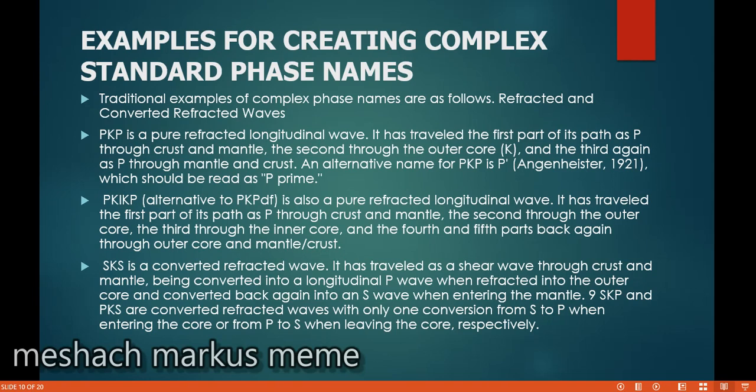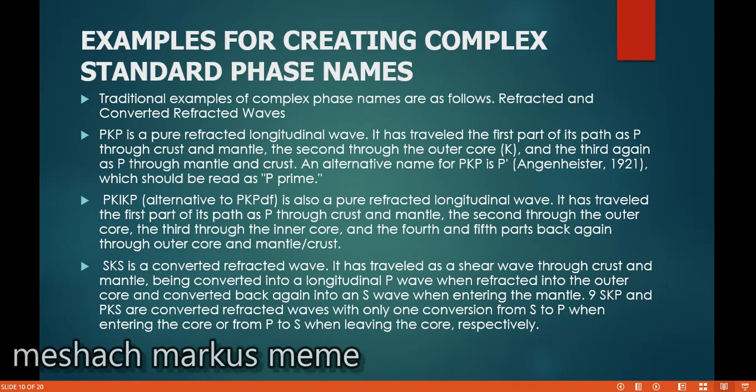We'll see some that carry a capital letter, small letter, and a capital letter, while some have triple capital letters, some have 4 capital letters, and so on. For example, let's take one that has 3. We have PKP. It's a pure reflected longitudinal wave. It has traveled the first part of its path as P through the crust and mantle, the second through the outer core K, and the third again as P through the mantle and crust. An alternative name for PKP is P', which should be read as P prime.